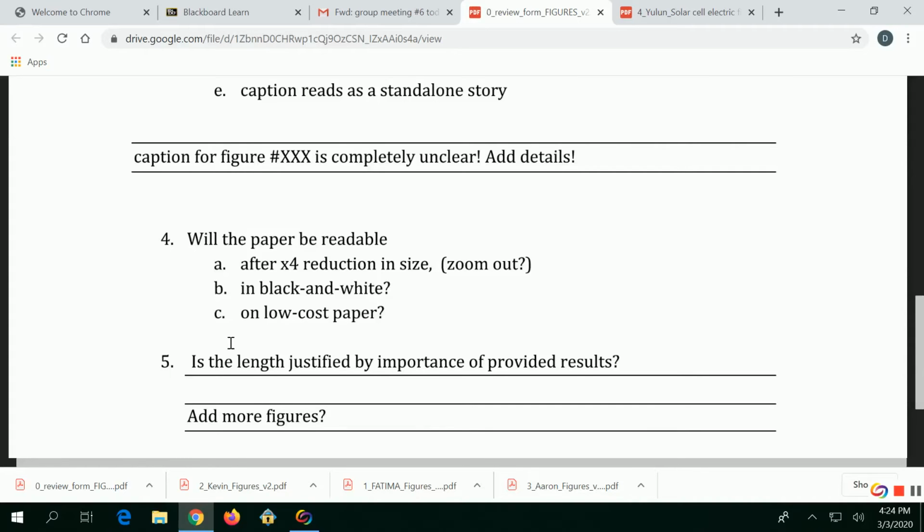As time goes by, more and more papers are produced only in electronic format. It is not as critical, but still is a good practice.